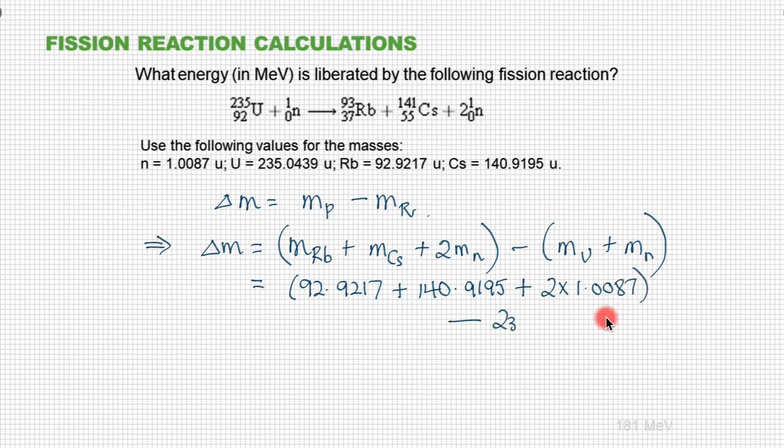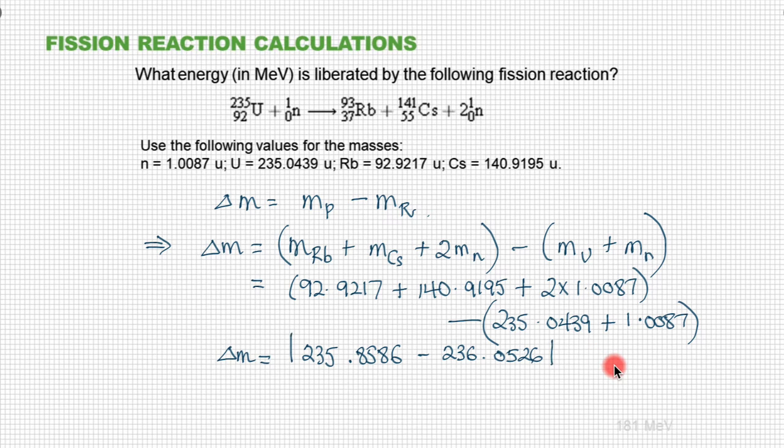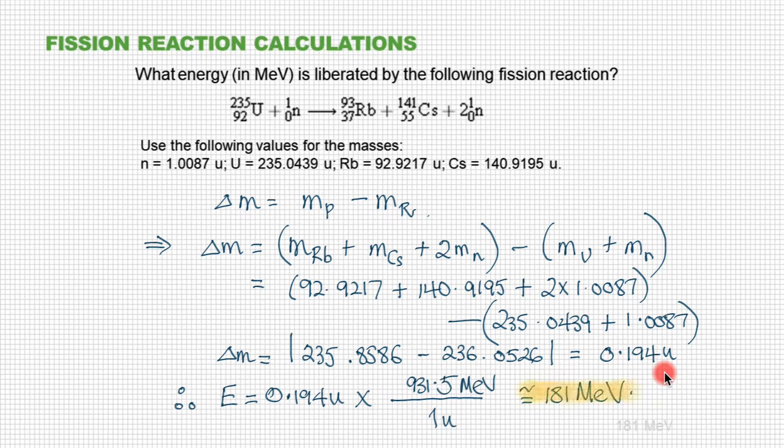Putting in all the values and solving, we get the mass defect is equal to 0.194 atomic mass units, and applying our conversion factor, we have 181 mega electron volts. So what this means is that the induced fission or induced transmutation of one uranium nucleus or atom or mole produces these 2 daughter nuclei, rubidium and cesium, plus it releases 2 neutrons that have high kinetic energy.